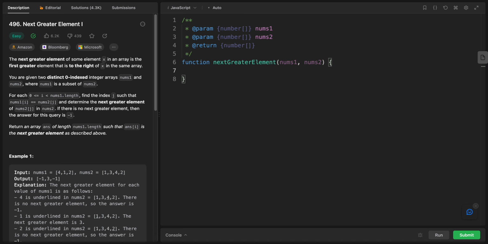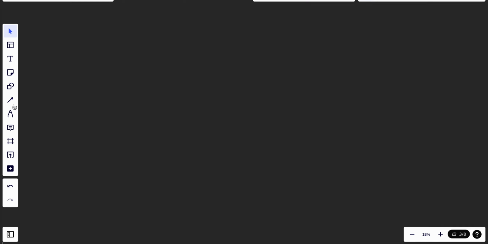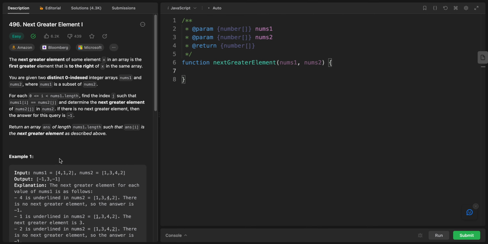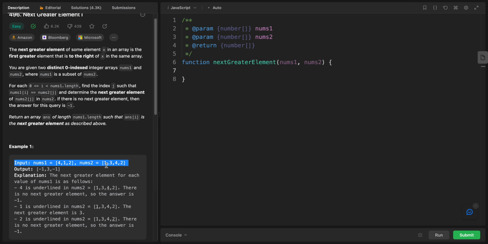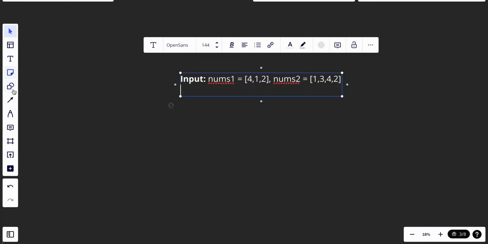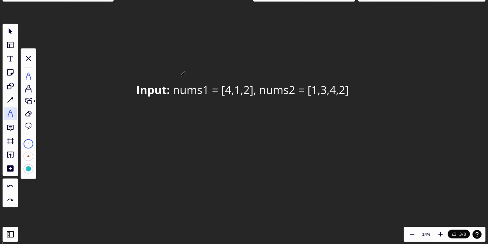So let's see how we can solve this problem. Let's just go to the sketch. Let's put these two arrays here. So we have these two arrays.